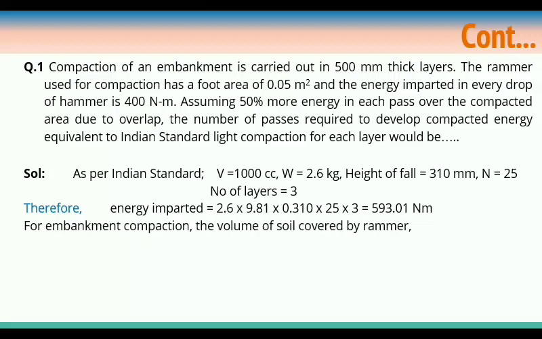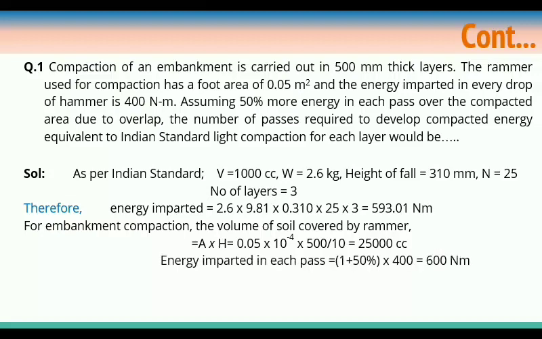Let's calculate the case of the embankment. What will be the volume of soil covered by the rammer? The area of the foot multiplied by the thickness of the clay layer. So we calculate A into H, and we get 25,000 cc. That means we multiplied the area of the foot of the rammer by the thickness of the soil layer. So we got 25,000 cc.